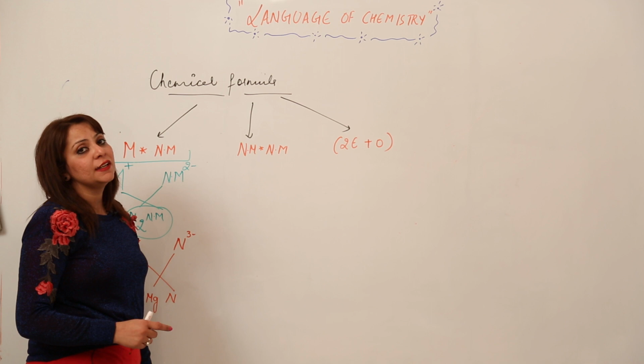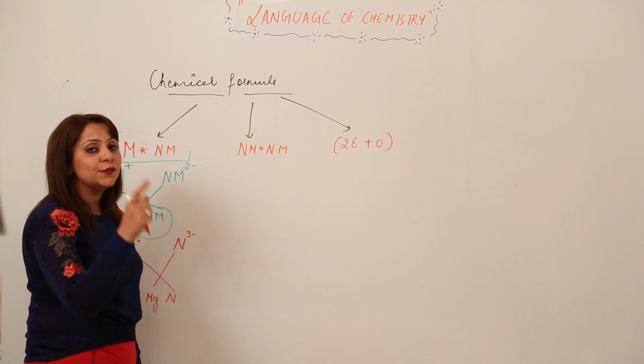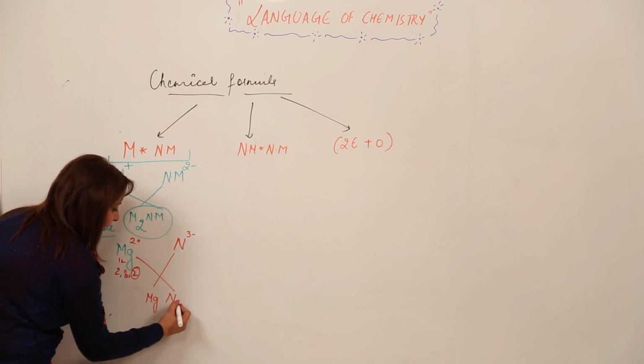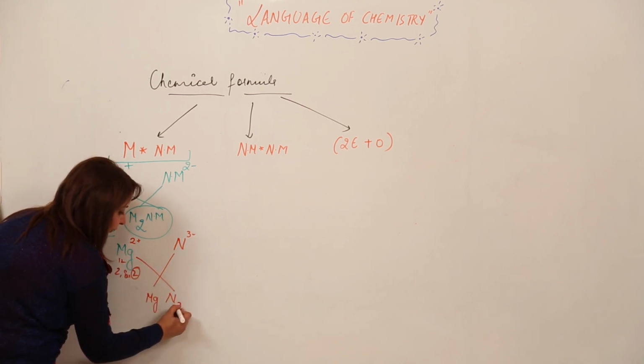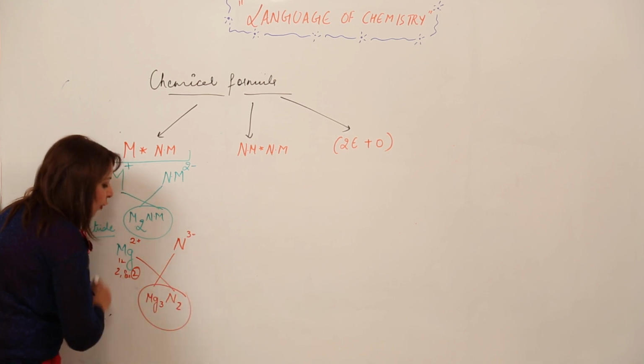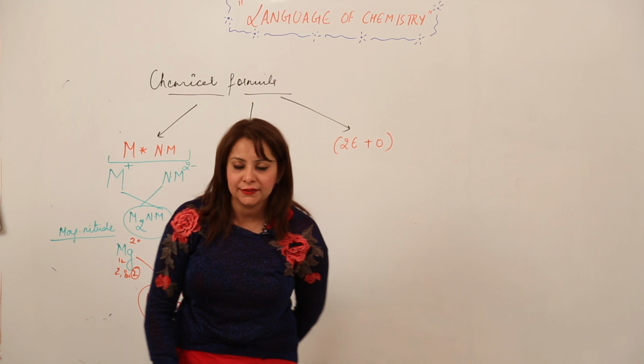It is always the element with the positive valency which is written first. So I am just interchanging the valencies. The 2 positive, that means 2 is going to be on the foot of the N and 3 is going to be on the foot of this. So this is the formula for magnesium nitride.